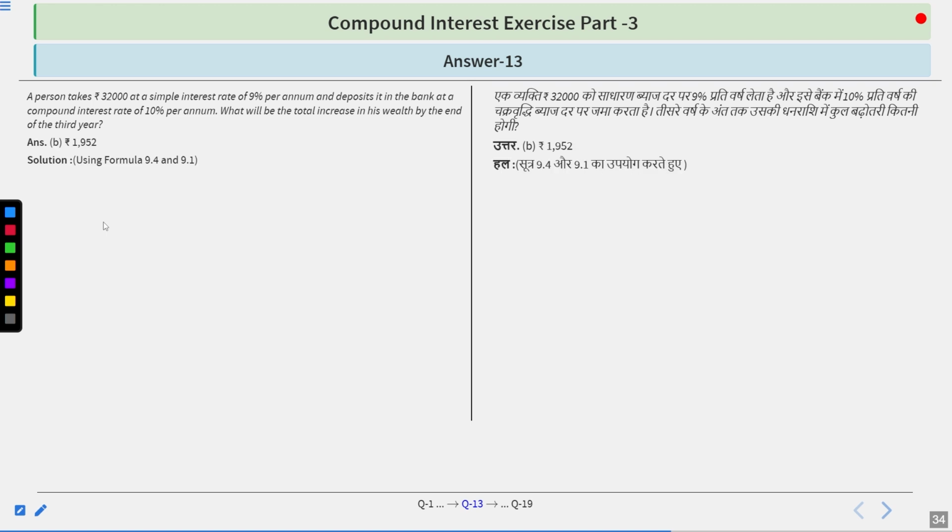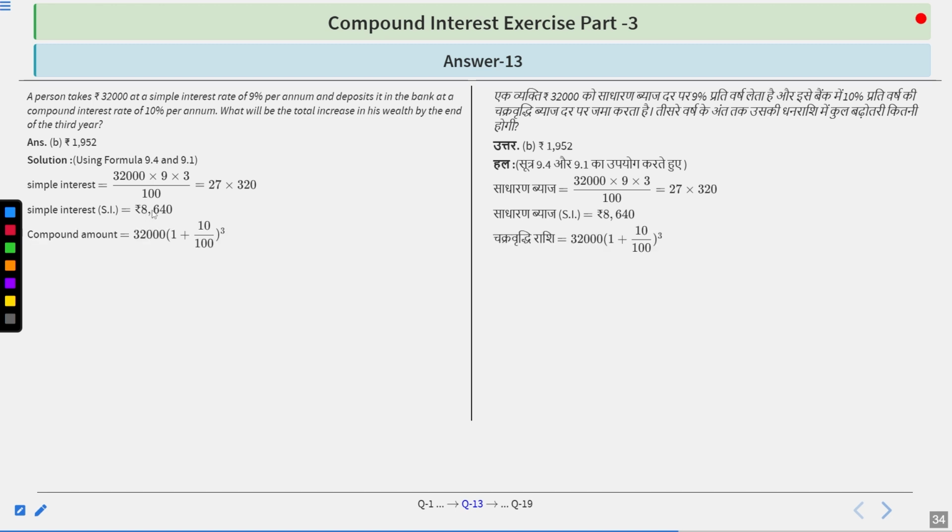Now the answer to this question is option B, rupees 1952, and we are using formula 9.4 and 9.1 to solve this question. Because the person has taken rupees 32,000 at a rate of 9% but at simple interest. So we're using the formula P into R into T upon 100. Simple interest is going to be equal to 32,000 into 9 into 3 upon 100. That is 27 into 320. So simple interest is rupees 8,640.